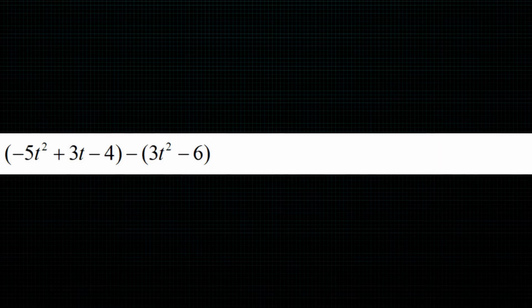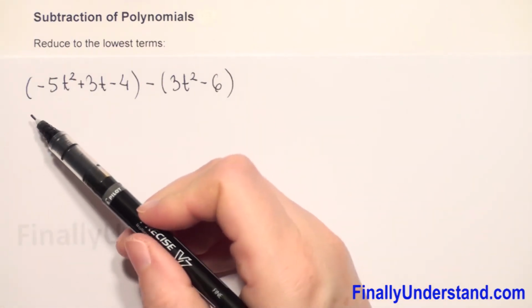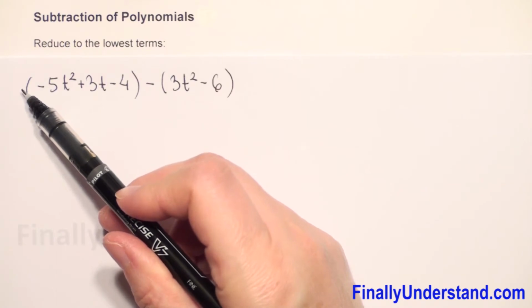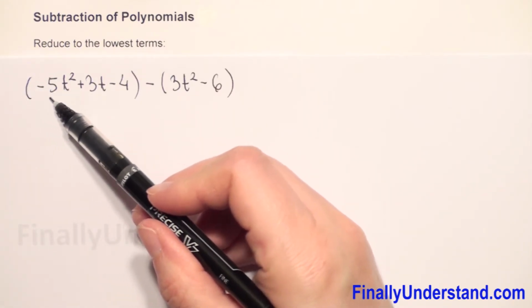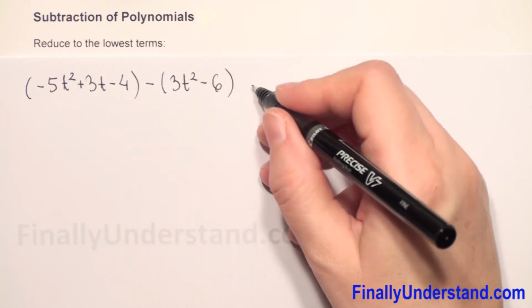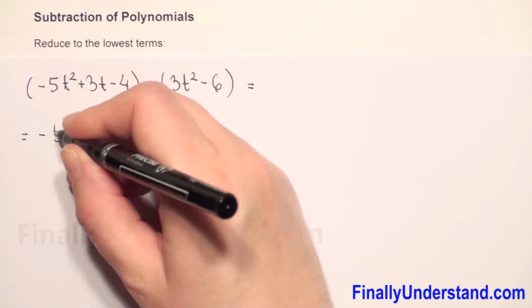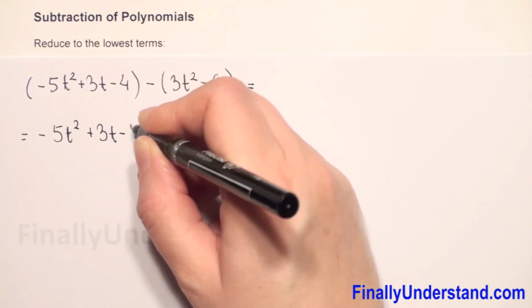We have subtraction of polynomials. How do we do this? First, we have to take down the parentheses, and we have to check the sign before the parentheses. When we don't have any sign, it is always positive. So when we have a positive sign, we have to rewrite everything we have in the parentheses. So this is equal to negative 5t squared plus 3t minus 4.